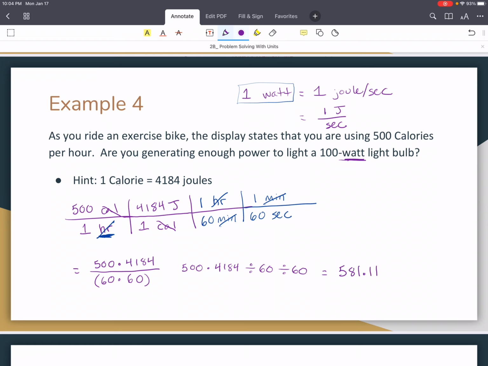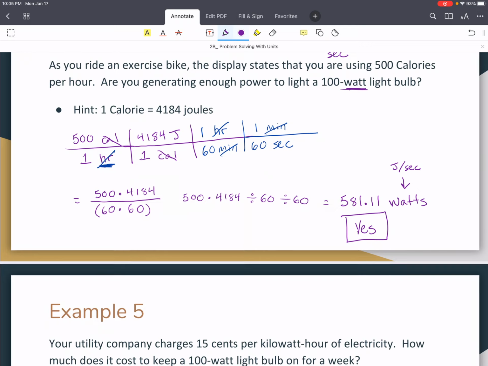So just as an FYI, as you're typing that in, 500 times 4184 divided by 60 divided by 60 gives 581.11 watts, which is the joules per second. And it's a 100 watt light bulb, so the answer is yes. That's a good example, and we're going to keep using it.